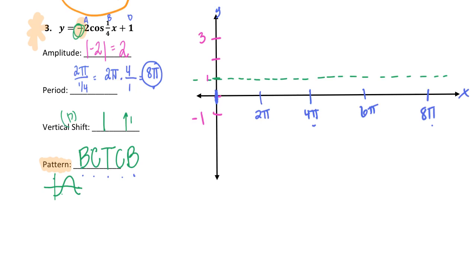We're going to go down to the bottom, start there. Go to our next tick mark, go to the center. Our next tick mark, we go to the top. Next tick mark, back to the center. And last tick mark, we go back to the bottom.